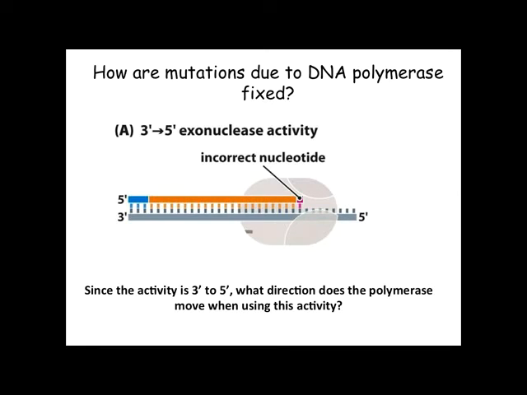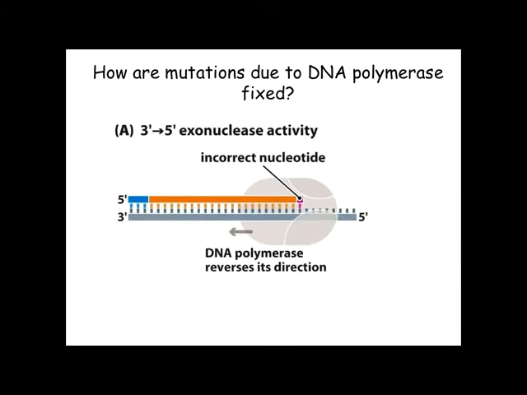And you can see here, this is our RNA primer during replication, and then the bases are being added onto the 3' end of the growing strand, and this is a location where the DNA polymerase inserts an incorrect nucleotide. Now, if we have what's called 3' to 5' exonuclease activity, what direction do you think this polymerase is going to move when it's utilizing this activity? Well, in fact, it's going to move backwards. So this is an example of a polymerase moving not in the 5' to 3' direction, but in the 3' to 5' direction.